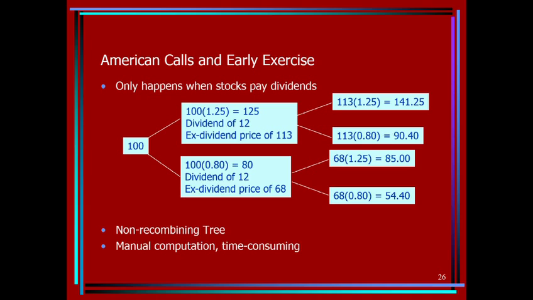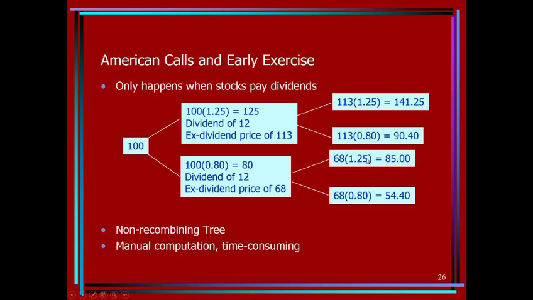Now, if we don't do that, what's going to happen? Well, it goes up to 125 or it goes down to 80. Dividend is only paid in period 1 at $12, so it becomes 113 or 68 ex-div, right? Now, if you were to use 113 and 68 at the same U and D, because U and D is constant throughout the periods, then you find that these two values are different, right? It no longer recombines, okay?